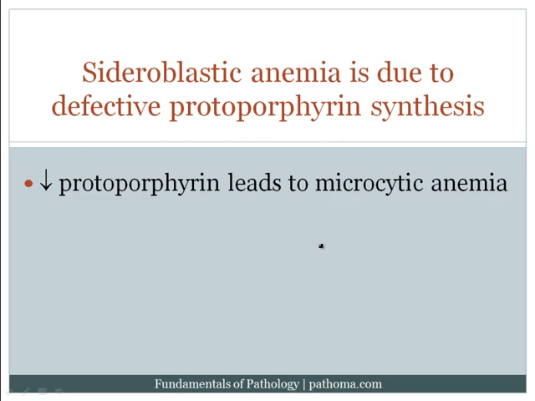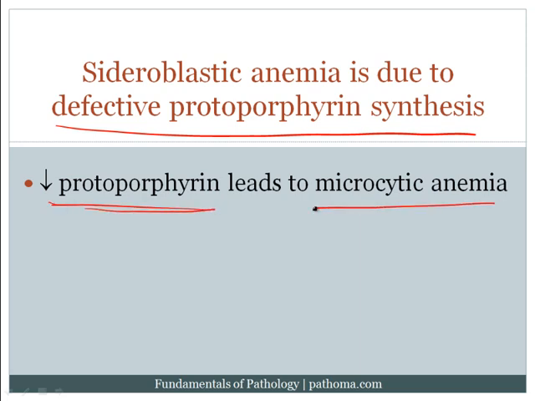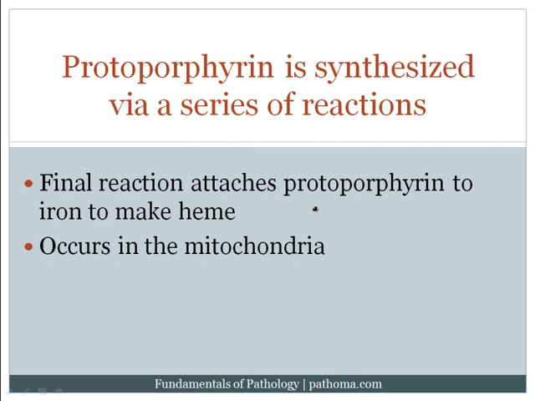So let's read what we have here. Sideroblastic anemia is due to defective protoporphyrin synthesis, and again that decreased protoporphyrin will eventually lead to a microcytic anemia. Now, in order to understand sideroblastic anemia, you then need to understand the biochemistry of protoporphyrin, and here's where things get a little bit complex. Recall that protoporphyrin is actually synthesized by about 7 or 8 chemical reactions. So there are a series of reactions that are important for the synthesis of protoporphyrin.